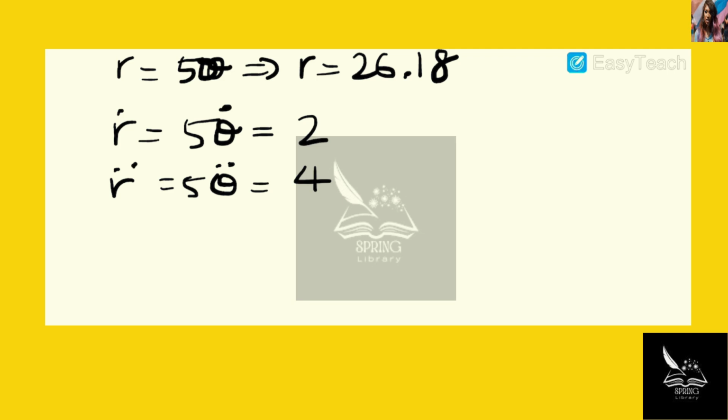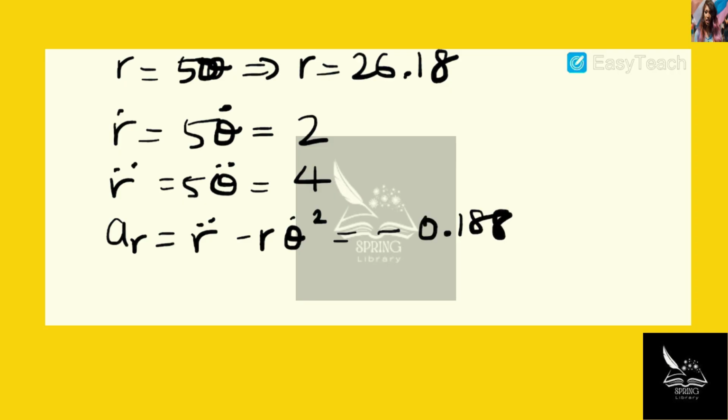Therefore, we can use these pieces of information to solve for acceleration in the radial and theta directions. So a_r we know to be equal to r double dot minus r theta dot squared, which is equal to minus 0.188. And our acceleration in the theta direction is equal to r theta double dot plus 2 r dot theta dot, which is equal to 22.54.